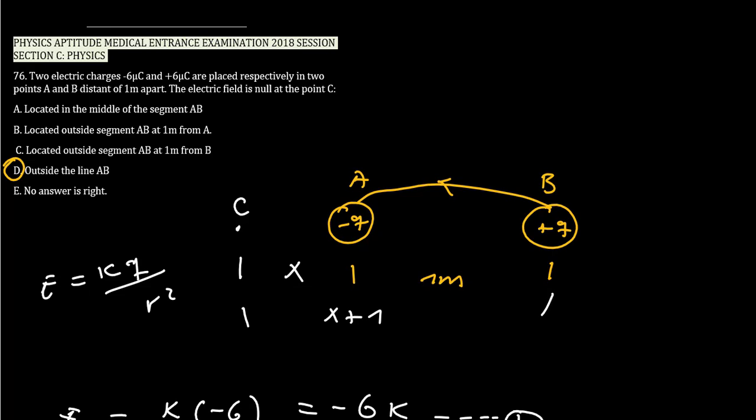So if this little distance is x, and x is a half in magnitude, we see that it's going to be null at a certain point C, which is going to be 1 plus x from the positive charge. So the negative convention simply tells us that the point x is not found on this side, but rather on this other side. So the correct option is option D.